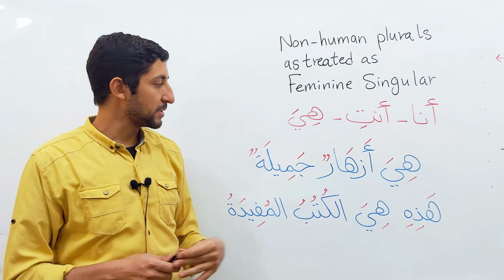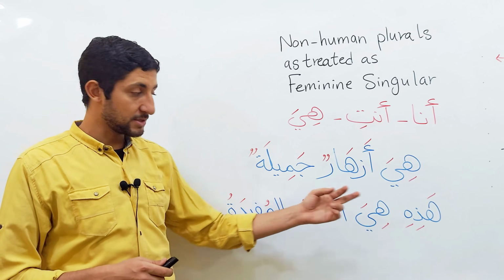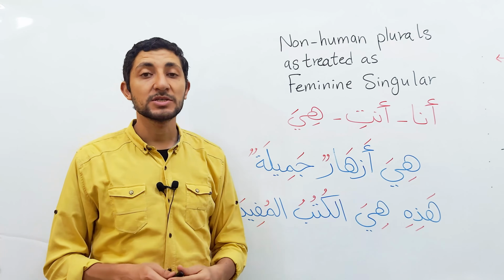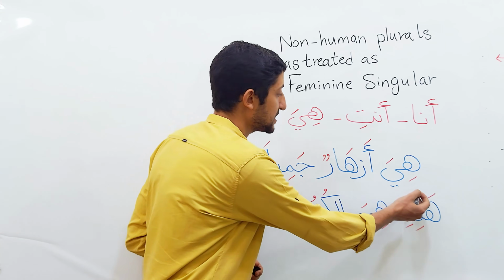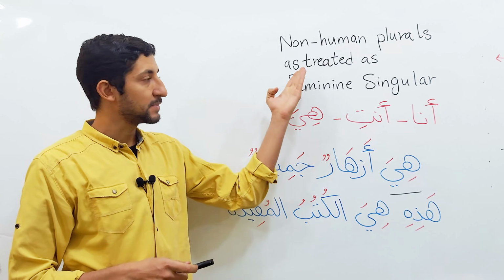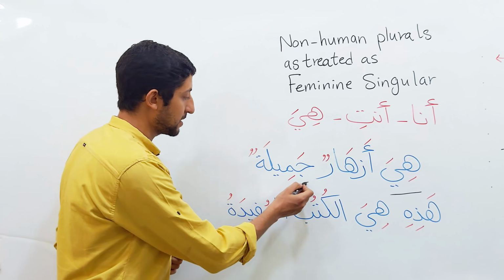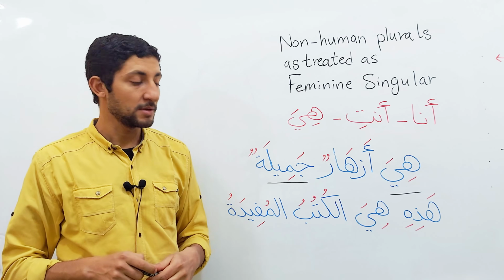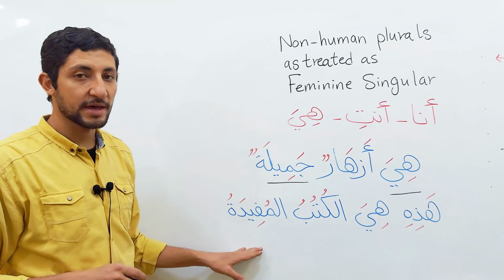Like these two examples, هي أزهار جميلة. It's beautiful flowers. The word أزهار is a plural, means flowers, and yet we chose هي. We didn't say هم, because as we said, non-humans are feminine singular. And also the adjective جميلة is also a feminine singular. We didn't say جميلات. And the second example, هذه هي الكتب المفيدة.